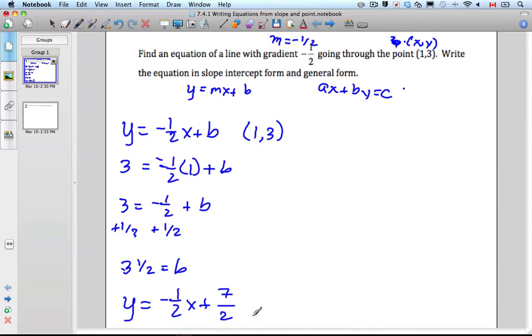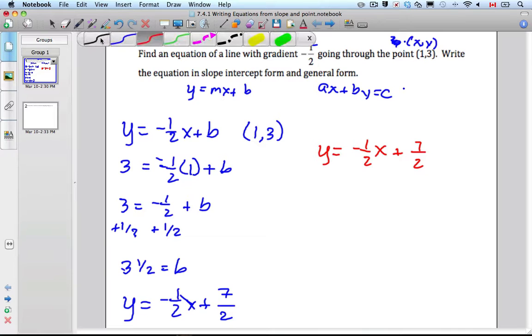Now we have to change it to general form. What do we notice about this? I like the fact that we have a denominator of 2 on both terms, which makes it really easy to get rid of that 2. What can we do to get rid of a denominator of 2? We multiply both sides of the equation by 2.